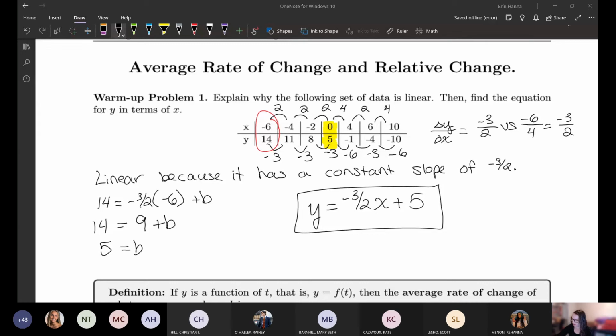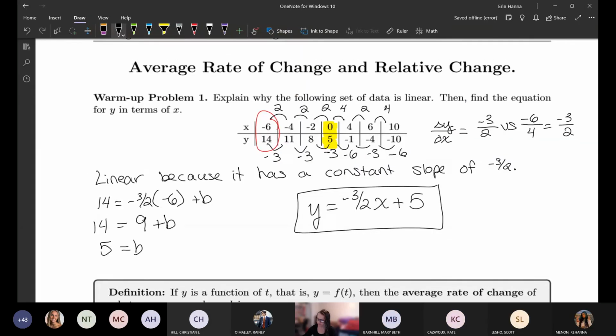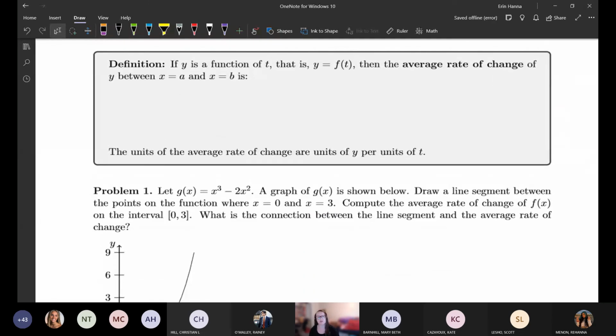All right. Just in case, let me pop this back up. So we're moving on to a new section. We're finally done. Well, no, we're not quite done. It's going to keep coming back to us, but we finished the notes on linear functions, and now we're moving on to something called average rate of change. So say you have a function y as a function of t, so y equals f of t, then the average rate of change between x equals a and x equals b is the following.